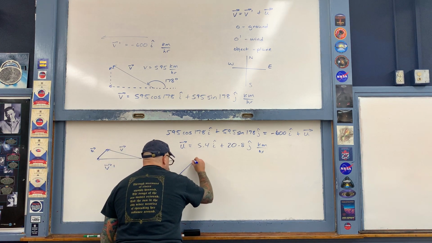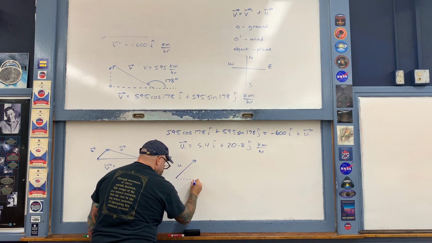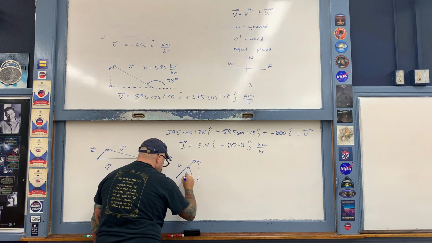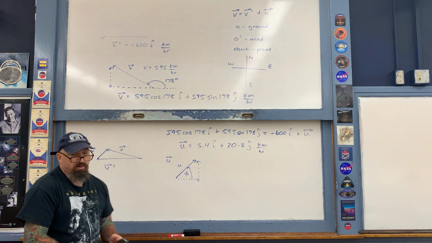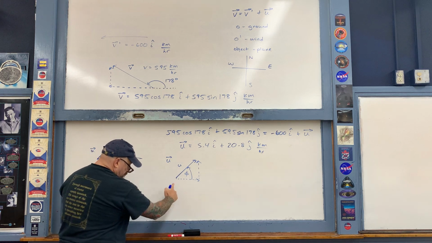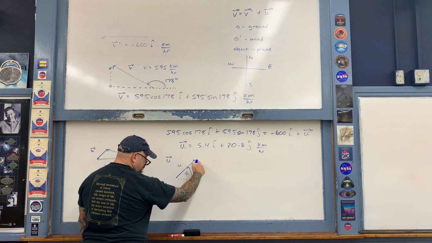Okay, now here is the u vector itself, like so. It has a magnitude, and then there's an angle associated with it. I'll call the angle phi here to give it a different name. And then once again, in aviation, we always find magnitude and direction. So right here is 5.4 kilometers per hour. Right here is 20.8 kilometers per hour.